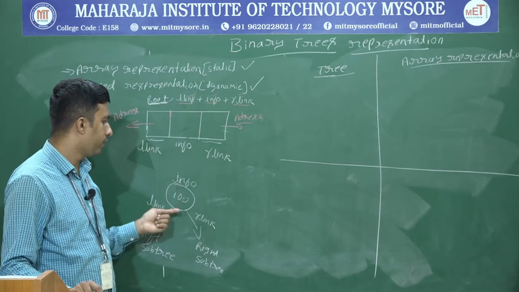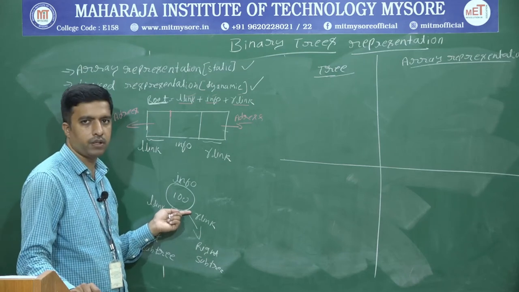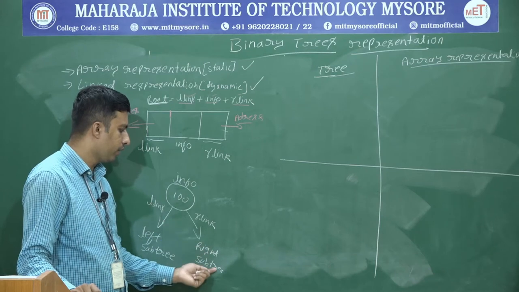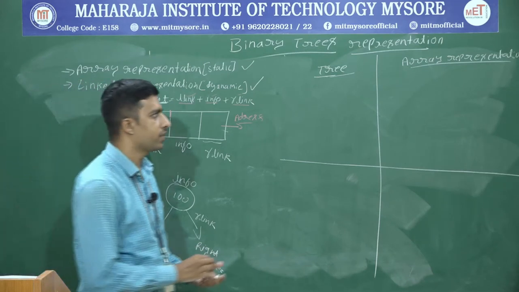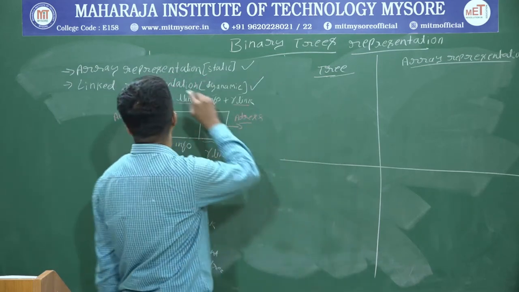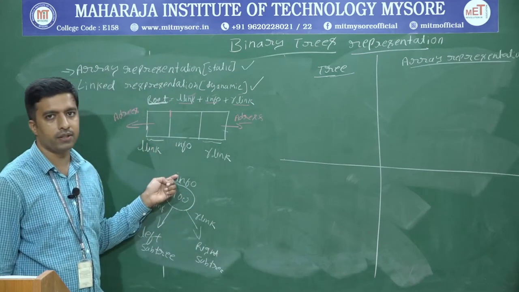For our convenience, we are going to write our trees in this fashion, where info holds the information, the right link consists of the right subtree address, and the left link consists of the left subtree address. Now the second one is array representation.